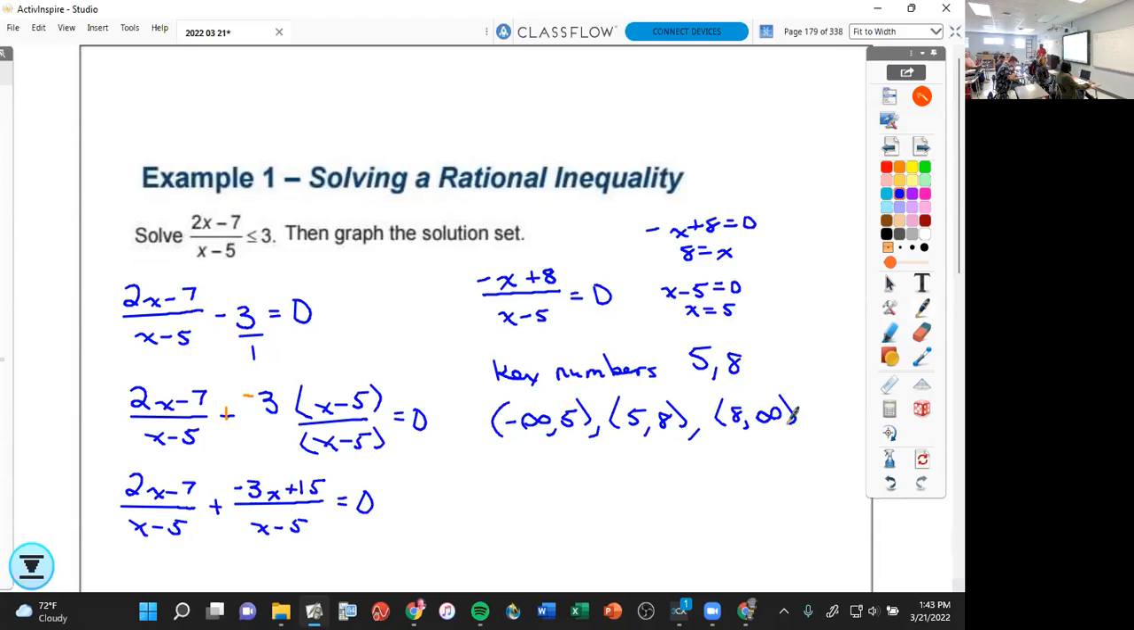How do I check each piece? Choose a value from each region, plug it into the original. So I need a number between -infinity and 5. How about 0? If x equals 0, if I plug that into the original, I would have -7 divided by -5 is less than or equal to 3.